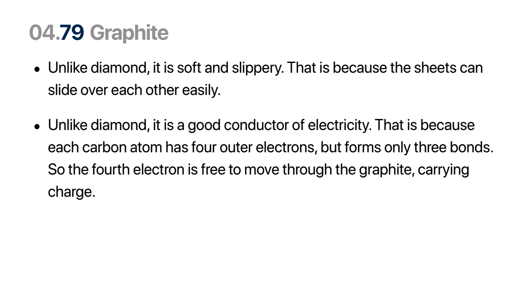Unlike diamond, graphite is soft and slippery. That is because the sheets can slide on top of each other. And unlike diamond, it is a good conductor of electricity because those electrons are free to move in the fourth bond, from the fourth bond that never gets bonded in graphite. So it's free to move and it can carry a current if it wants to.